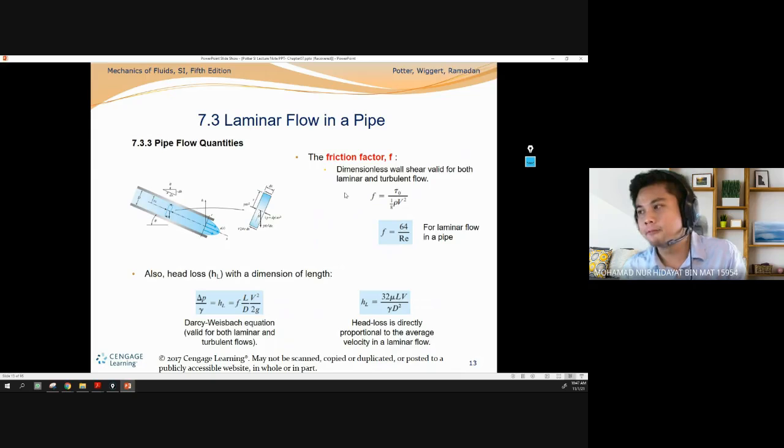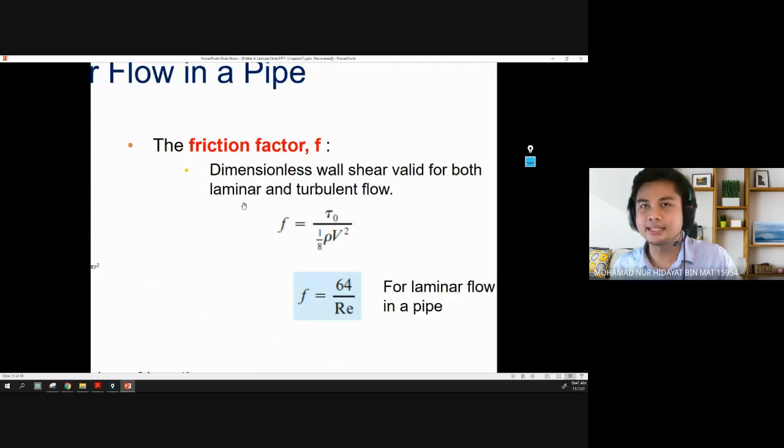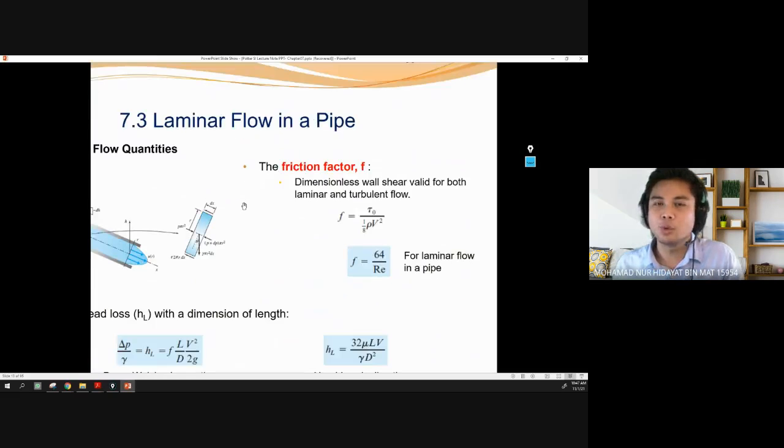And in terms of the friction factor, the dimensionless wall shear, valid for both laminar and turbulent. This friction factor is like the strength of the zombie. What is the friction of the pipe? If the friction factor is higher, that means the strength of the zombie is higher. They try to pull you. So in order to get that, this is the strength.